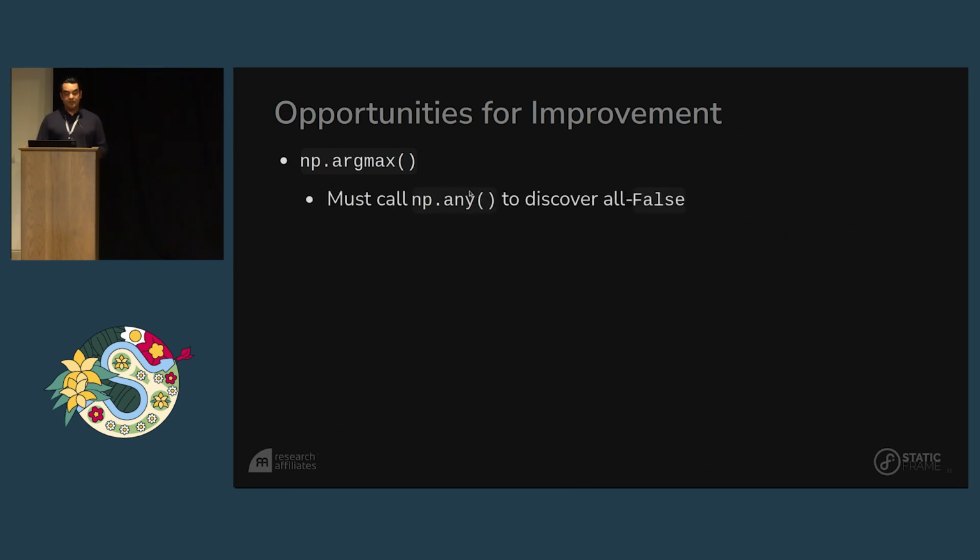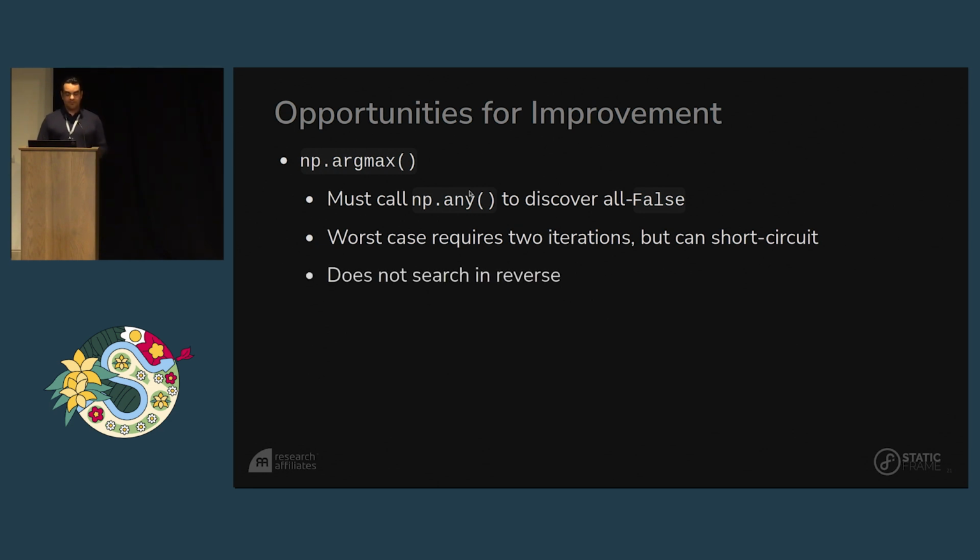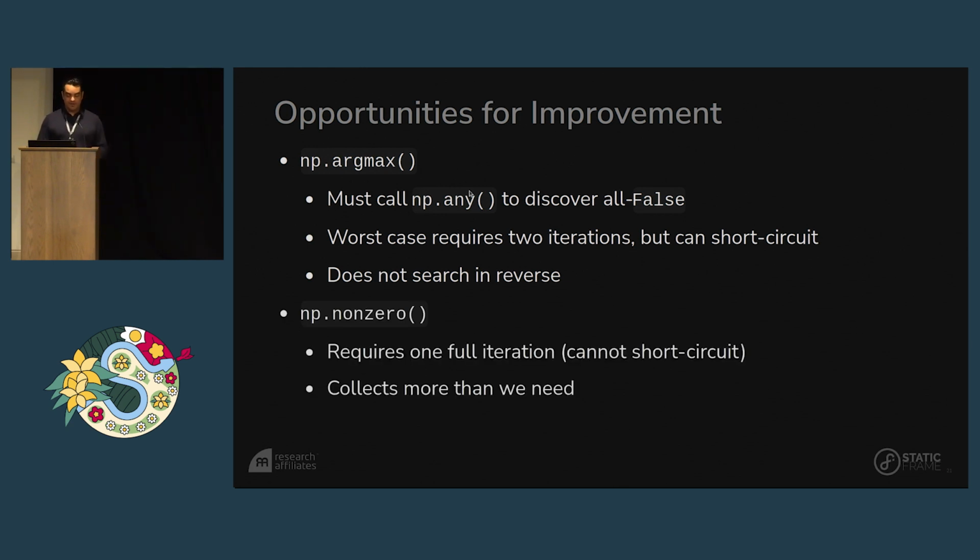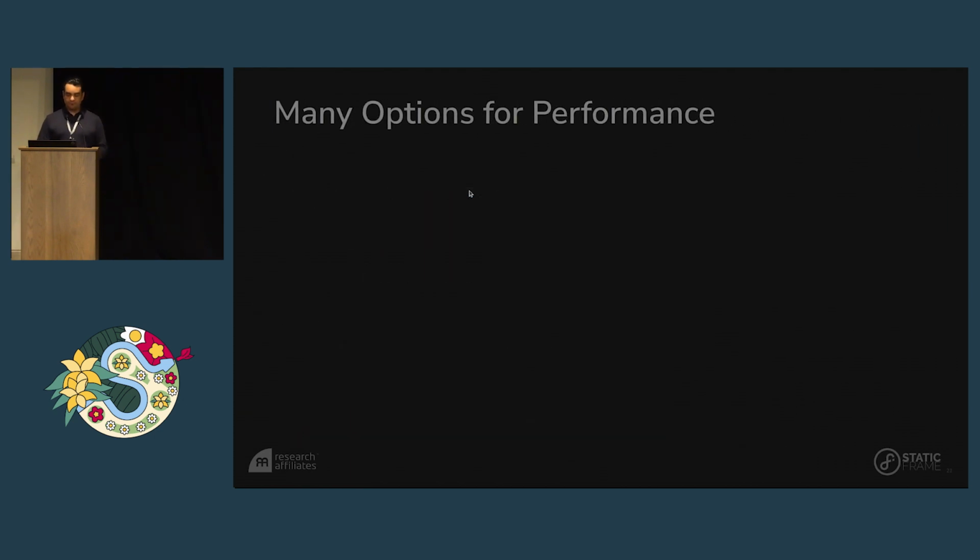The np.argmax, we have to call np.any to discover the all false scenario, and worst case requires 2 iterations, though we can short circuit. It does not search in reverse, which is something we were looking for. What about np.nonzero? Well, again, it requires 1 full iteration. It cannot short circuit. It collects much more than we need, and we must iterate over the results to find the first or the last, depending on what we're looking for.